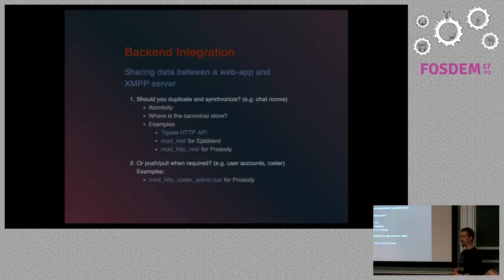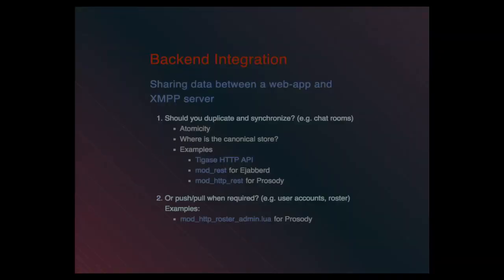So two more reasons why you might want to share data between your web application backend and an XMPP server: you might already have some kind of concept of, let's say, conversations on your website, where you are creating conversations in some kind of CMS or so on, and now you want to make these conversations real time. In that case, you might want to keep hold of this concept of conversations in your web application and then mirror or replicate it to the XMPP server.